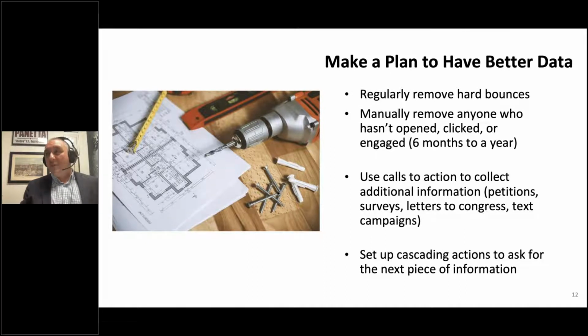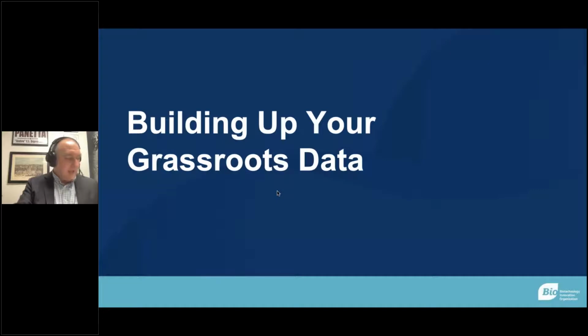It's better to have a smaller list of very engaged activists than a large list where a big percentage of them don't do anything. And then, once we clear this out, we set up a cascading series of calls to action to get additional information to fill in that data profile. So that's the next section we're going to talk about here: how do you do that?